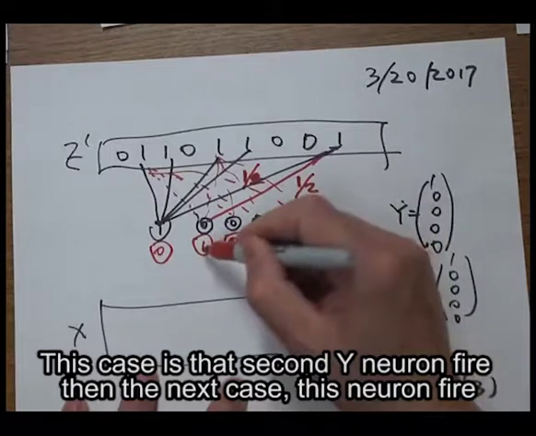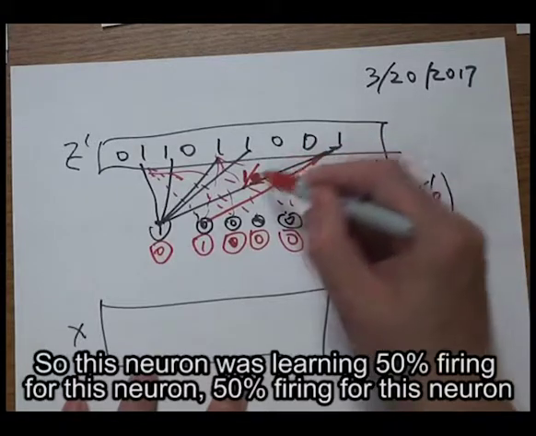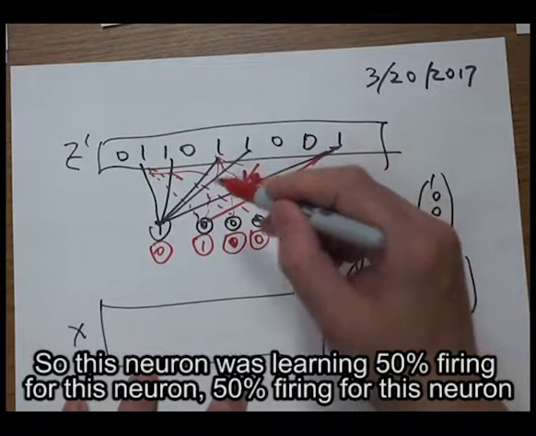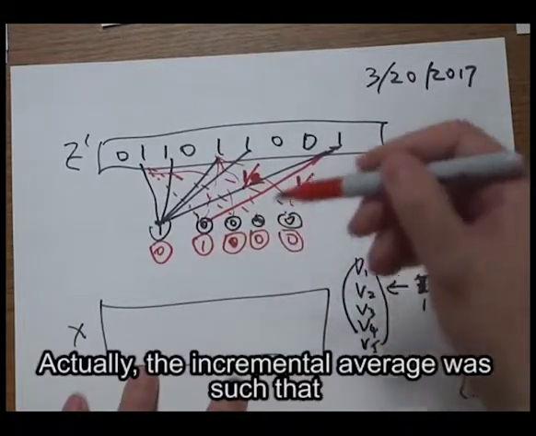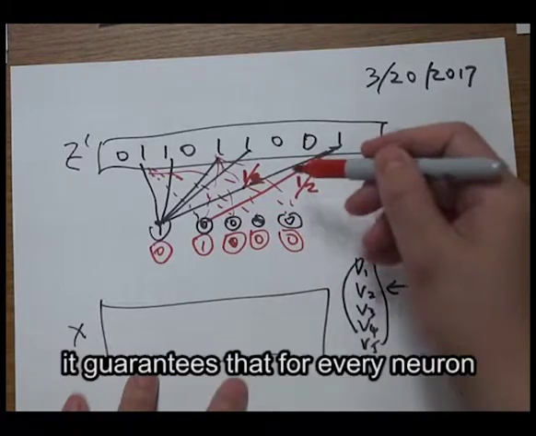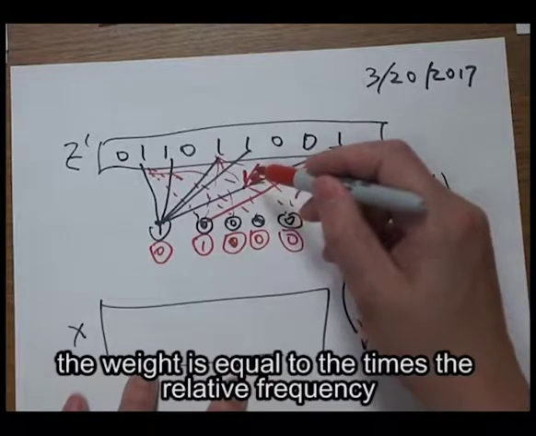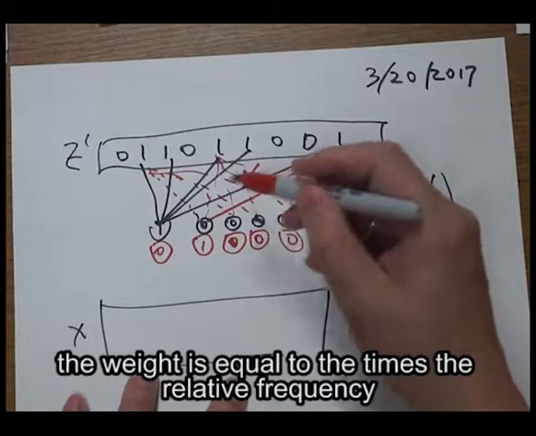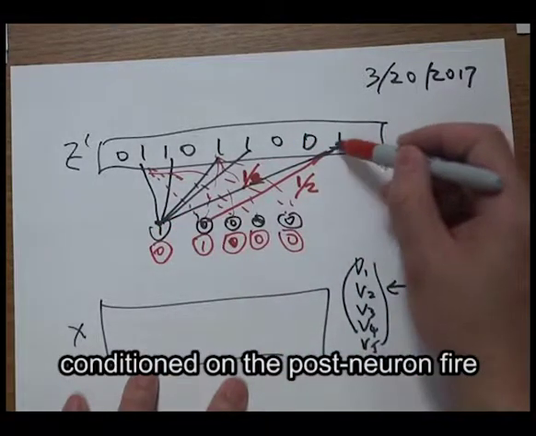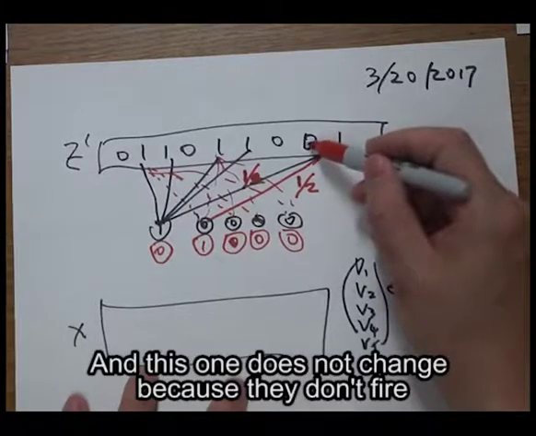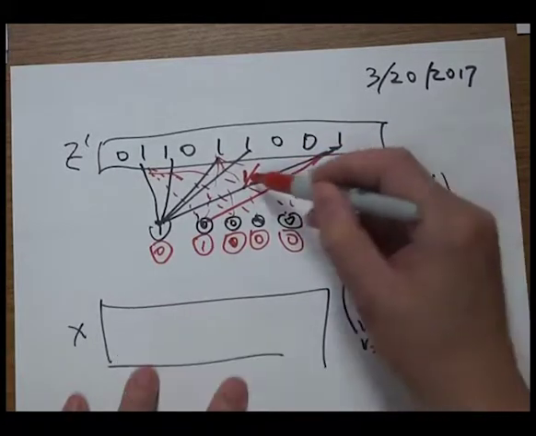This is a half. So for this neuron, it memorized this case. This case is that the second Y neuron fired. Then the next case, this neuron fired. So this neuron was learning 50% firing from this neuron, 50% from this neuron. All right. Actually, the incremental average guarantees that for every neuron, the weight is equal to the relative frequency of the corresponding neuron's firing conditioned on the post neuron firing, all right? And this one does not change because they're not firing; only the firing neuron will change and the following neuron will update weight. So those are the probabilities.